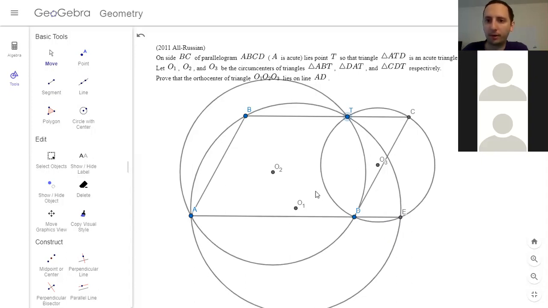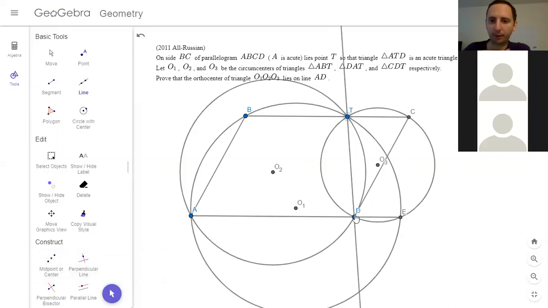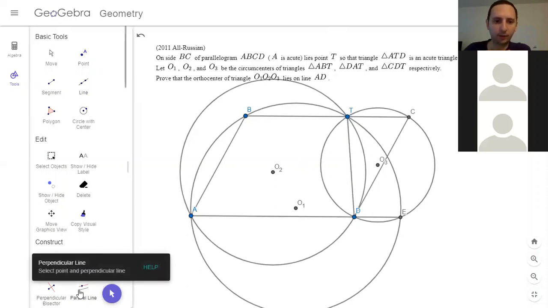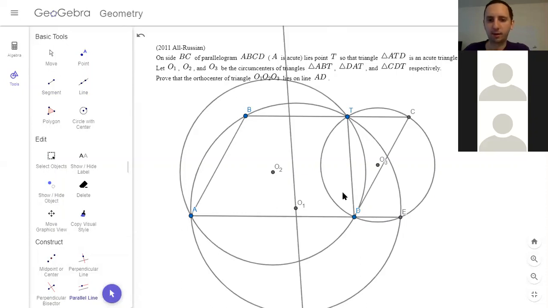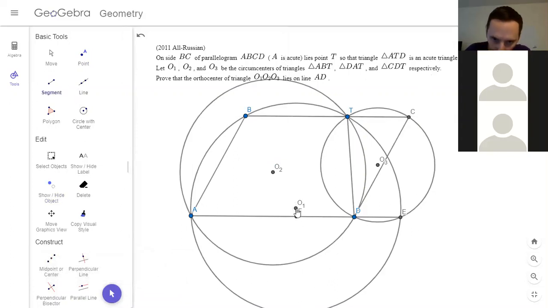Draw the line through O1 parallel to TB. Okay, so I'm going to follow Serdar's suggestion. So O2O3 is perpendicular to TB. And so if we draw the parallel through O1 to TB, and we let it meet AD at a point F, let's say. Basically we want to show, so if you have TA, TD, and TE, let's see. Can we connect O1, O2, O3 and try drawing the orthocenter? Yeah, so F would be the orthocenter.